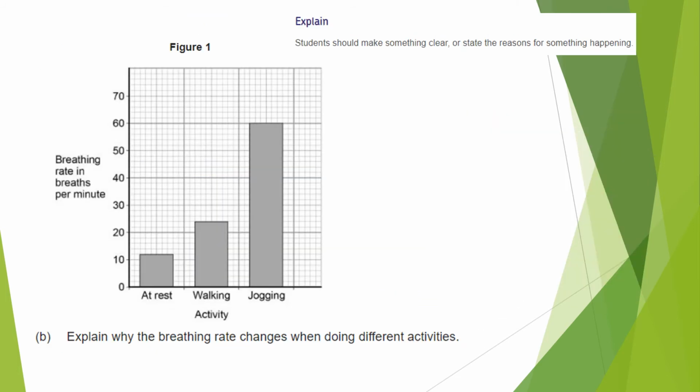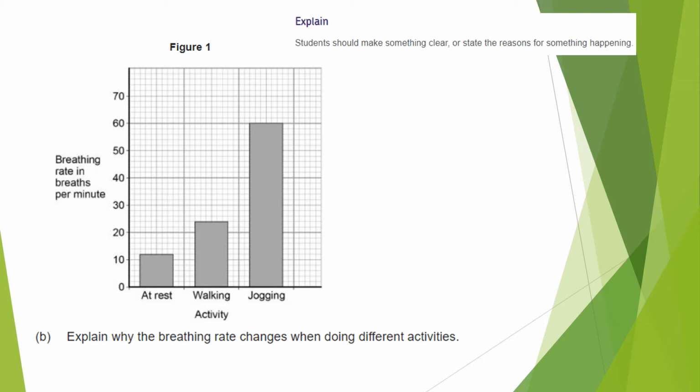Now, continuing with this question, we go on to an explain command word. So when you are faced with an explain, what you have to do is make something clear or state the reasons for something happening. So the question says, explain why the breathing rate changes when doing different activities. You have to give reasons why.